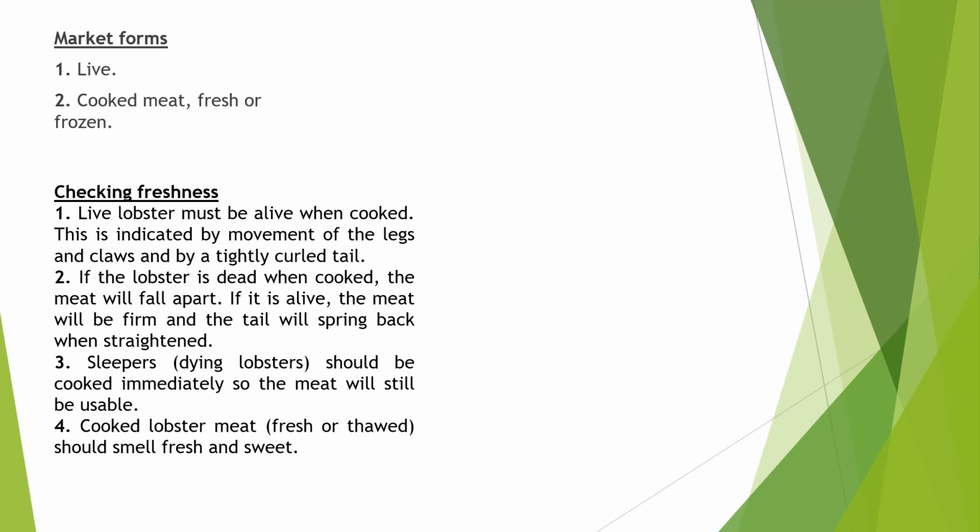If the lobster is dead when cooked, the meat will fall apart. If it is alive, the meat will be firm and the tail will spring back when straightened. So what it means is that if the lobster is dead when it is cooked, it can easily fall apart. That's why the majority of restaurants, well, here in Belize we only have lobster tails, so we don't really deal too much with that. But in other restaurants, when they ask for lobster, they take out the lobster and put it directly into boiling water, and they cover it. They cook the lobster alive.